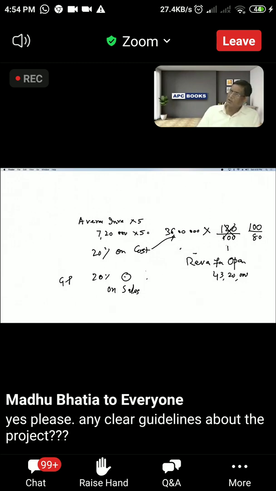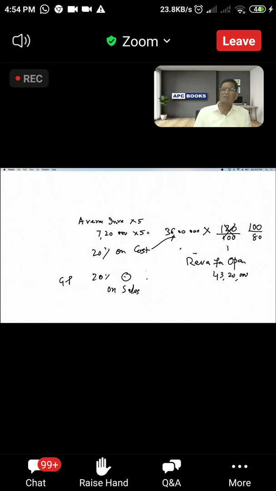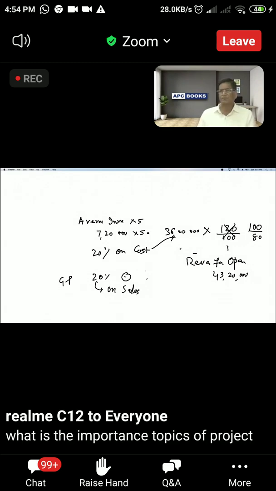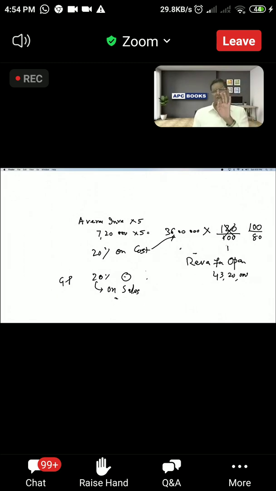If GP is 20% and nothing is mentioned, whether it is 20% on cost or 20% on sales, it will be assumed that it is 20% on sales. And 20% on sales makes the question a little difficult for the students. Of course, it is now 100 upon 80.